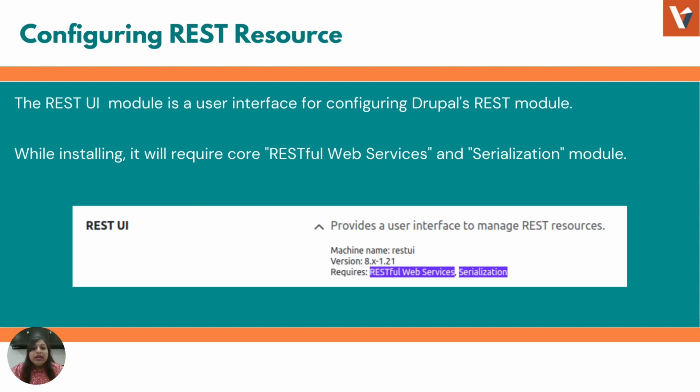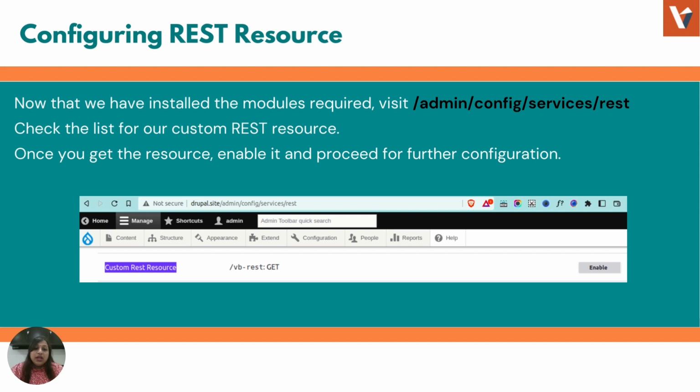When you come to enable, it will tell you it requires the RESTful web services and serialization modules. Both of these modules are included in Drupal core itself. So you just need to enable this module and hit the install button. It will automatically install both of these modules also. Once that is done, you can go to this page, admin config services REST. Here you will find the list of all the REST resources. For example, my custom REST resource was custom REST resource for get method. So as I search for the name, I got my custom REST resource in the list.